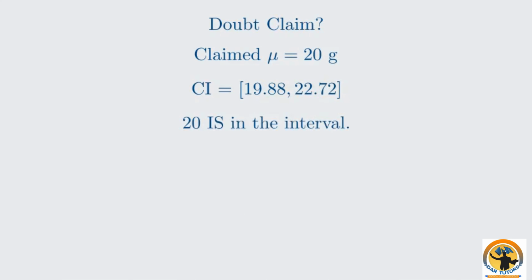Now for part B. The manufacturer claims a mean content of 20 grams. The claimed value of 20 grams falls within our 98% confidence interval. Since it is a plausible value for the true mean, we do not have sufficient evidence at the 2% significance level to doubt the manufacturer's claim. We can't say it's wrong, but we also can't say it's definitely right. We just don't have enough information to refute it.